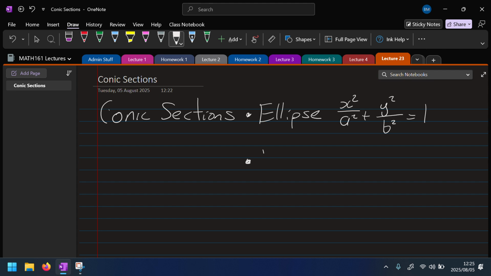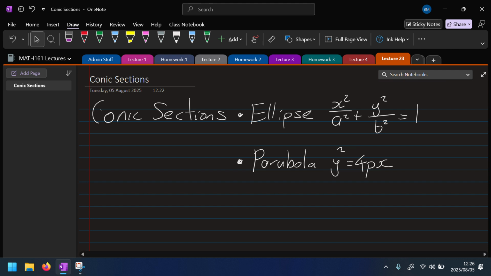Okay, next is the parabola. Okay, so you're all familiar with that. Under the section for conic sections, it has a slightly different formula, so we'll see how we get that. But we write it as y squared equals 4 times p times x, so we'll see where this p comes from. But that's the general form for a parabola if we consider it as a conic section.